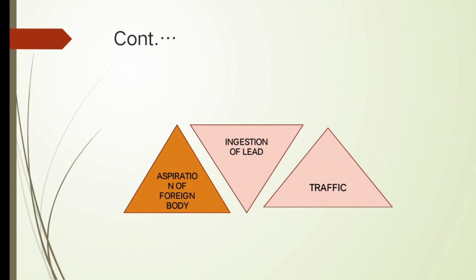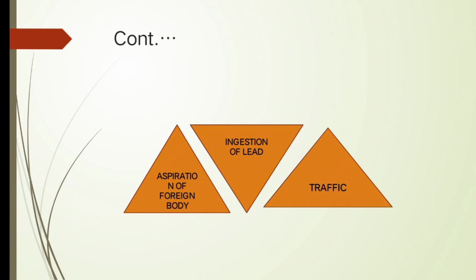Next is aspiration of foreign body. If the baby is playing with toys, there may be small batteries, so you have to be very conscious in selecting the toy materials. When you select toys properly, you have to avoid small parts in the toys, and you should see that the batteries are not very small, to prevent foreign body aspiration. Next is ingestion of lead. If the baby is writing with pencils, there is a chance the baby will bite those pencils and it will lead to lead poisoning. So you have to be conscious while the baby is writing or scribbling or using any colors like that.